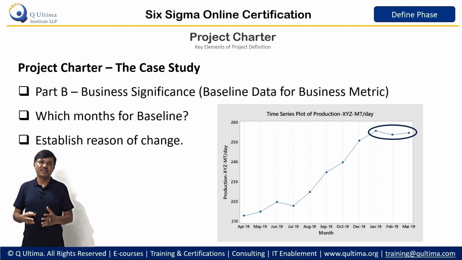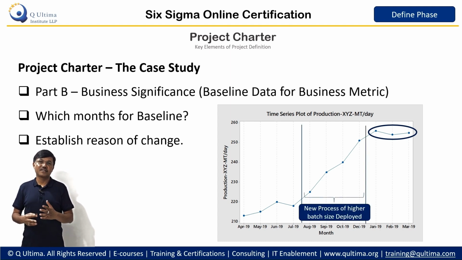And we found that there are some modifications in batch sizes happening over a period of time, and they got stabilized by month of December, and from January they are always stable. So our baseline period becomes January to March, a stable period which we can say represents our present performance. So for baselining, we will take the 3 months average value and we'll say this is our baseline or present performance.